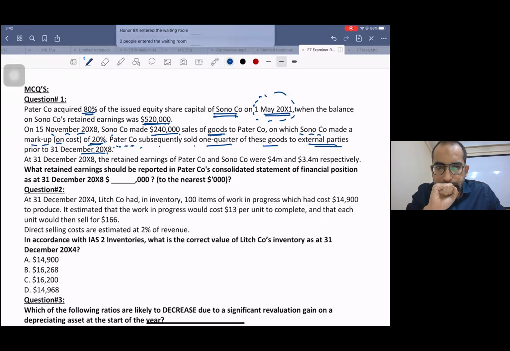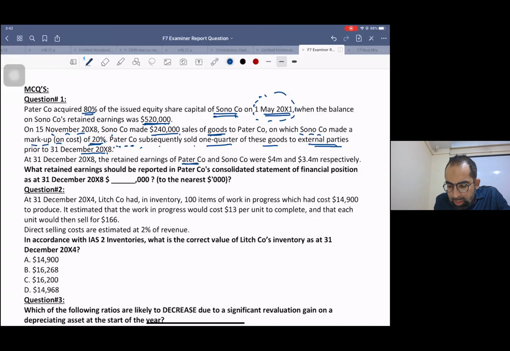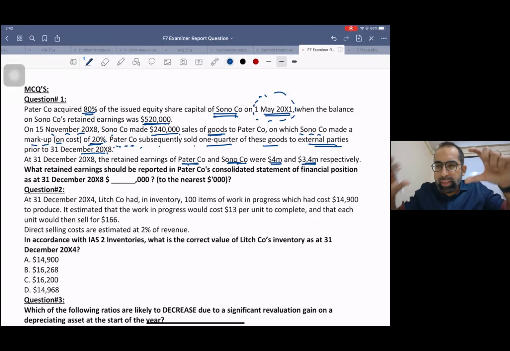Now one more thing. At 31st December X8, the retained earnings of Peter Company, that is P company, are 4 million, and Sono Company's are 3.4 million. So we need to make acquisition date and reporting date packets of S company, so that we can easily calculate S company's post retained earnings, right?